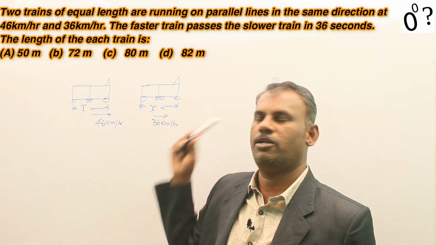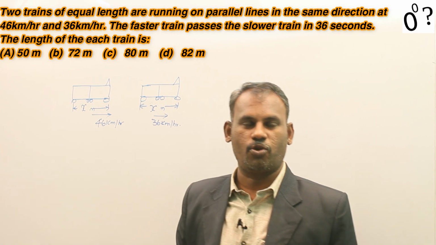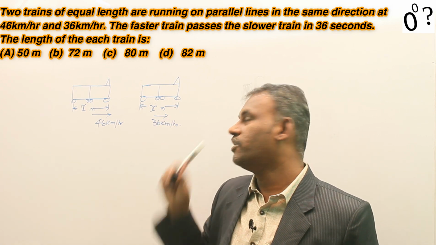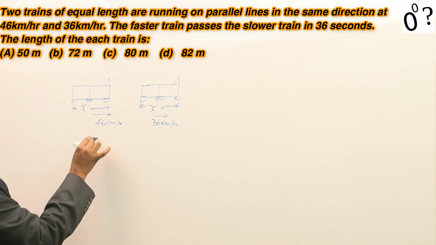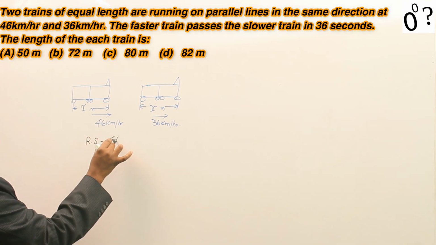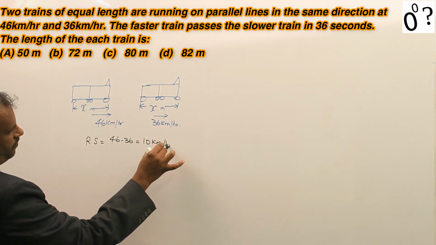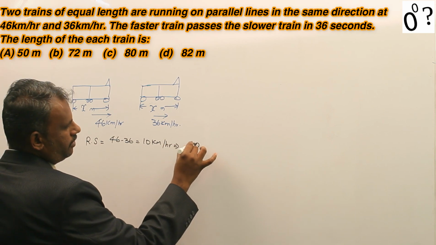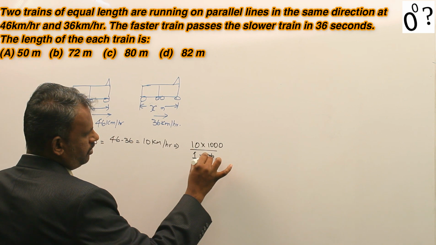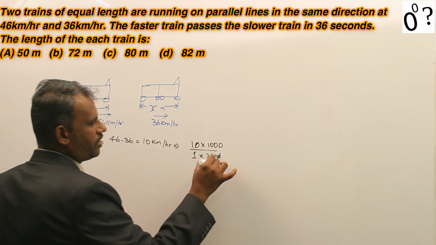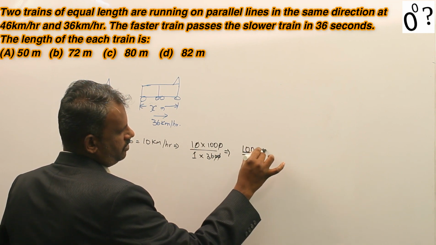So x is the second train also, same length, and the first train is moving at the rate of 46 km per hour and the second train at the rate of 36 km per hour. Here the relative speed is equal to the difference of the two speeds, 46 minus 36, which is equal to 10 km per hour, which is equal to 10 into 1000 divided by 1 into 3600 meter per second. If you cancel this, we get 100 divided by 36 meter per second.